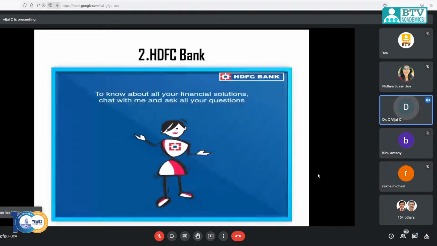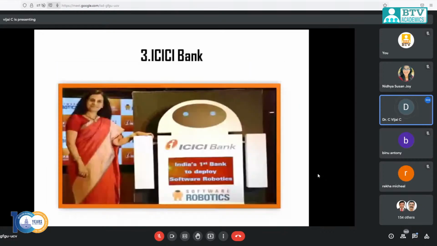The third bank is ICICI Bank, the Industrial Credit and Investment Corporation of India. As a leading private sector bank, it has applied software robotics to 200 business processes across various functions of the company. Through this, the bank became the first in the country to deploy an AI system at large scale across various processes. According to a banking report, ICICI has scaled to over 750 software robots handling nearly 2 million transactions daily, which is about 20% of the transaction volume in ICICI Bank.